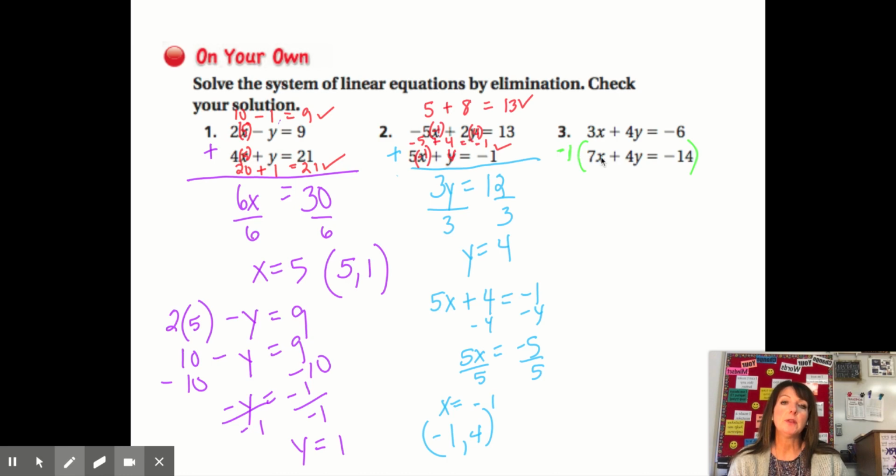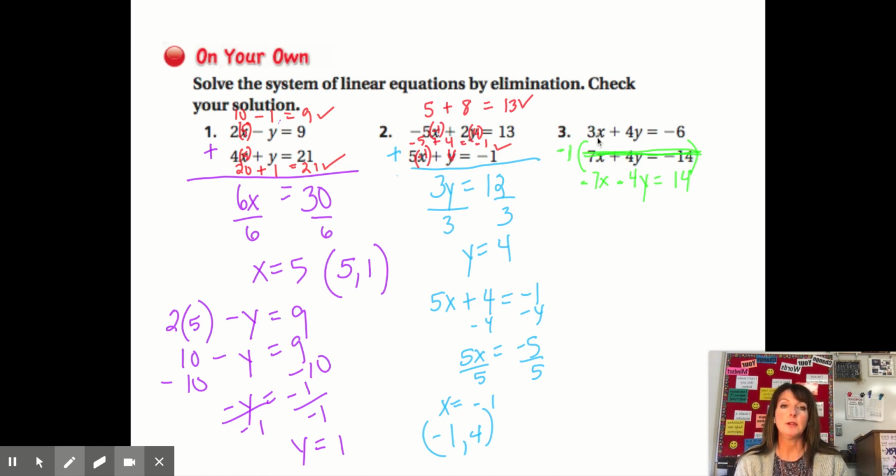So I'm going to multiply the 7x, so I'll get negative 7x. Then I'll get negative 4y and a positive 14. Okay? So I'm changing the sign of all of these, and I'm keeping the equality the same because I've distributed that evenly throughout and made sure that it's equivalent, just multiplied by the negative 1.